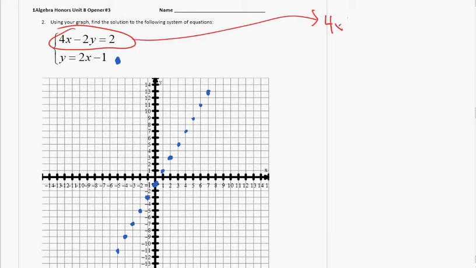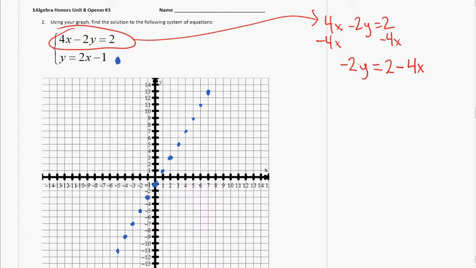I'm going to take 4x minus 2y equals 2, and what I'm going to try to do is get this y by itself, and that way I'll have slope-intercept form. So in order to get this y by itself, first I'm going to have to get rid of this 4x over here. So in order to do that, I will subtract 4x on both sides. On the left side here, I'll have -2y, and then on the right side, I'll have 2 minus 4x. Of course, I can't combine these two because they're not like terms.